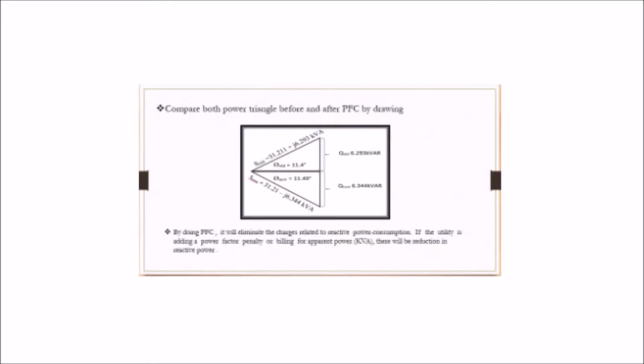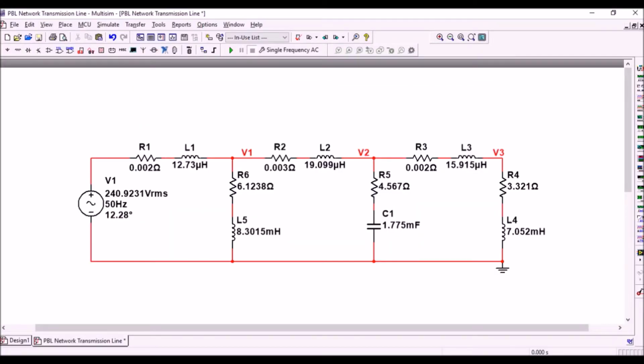By doing PFC, it will eliminate the charges related to reactive power consumption. If the utility is adding a power factor penalty or billing for apparent power, kVA, there will be reduction in reactive power. So, after done all the calculation, we will go through the simulation. We use Multisim software as medium. We have to perform AC power analysis.